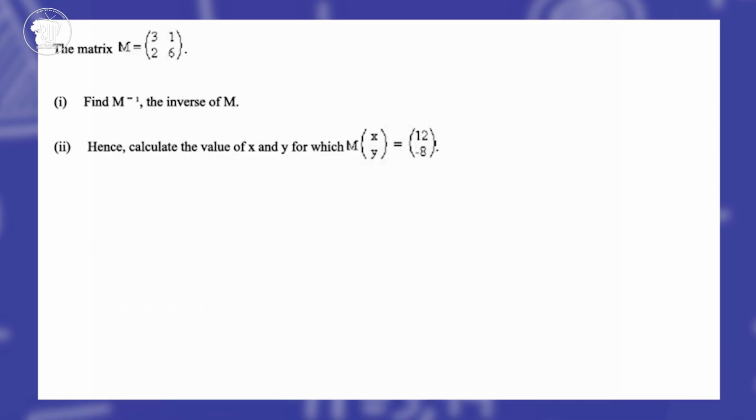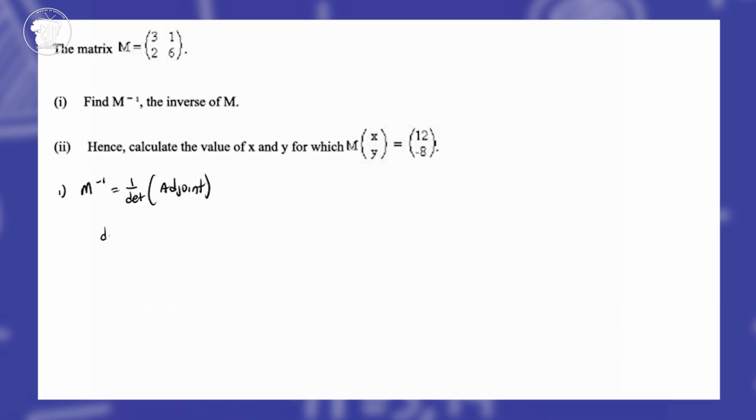And the next question says the matrix M is equal to [3, 1; 2, 6]. Find M inverse, the inverse of M. So you want to find M inverse. To find M inverse, it's 1 over the determinant multiplied by the adjoint.